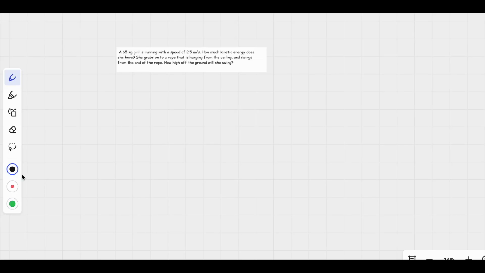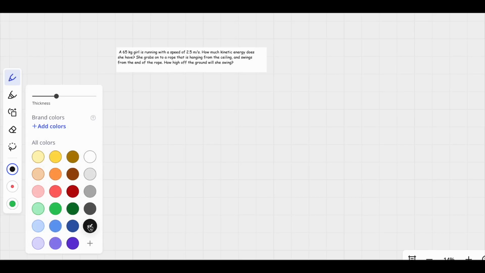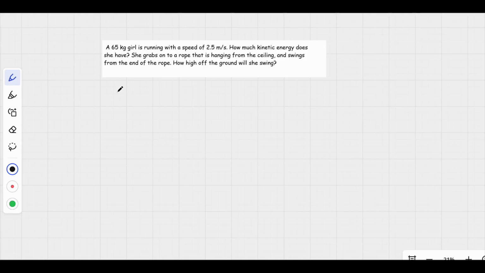Welcome back. Today we're going to be solving problems relating to conservation of energy. So let's start with this problem. A 65 kilogram girl, and before I go further, I will write down each variable that we're given.